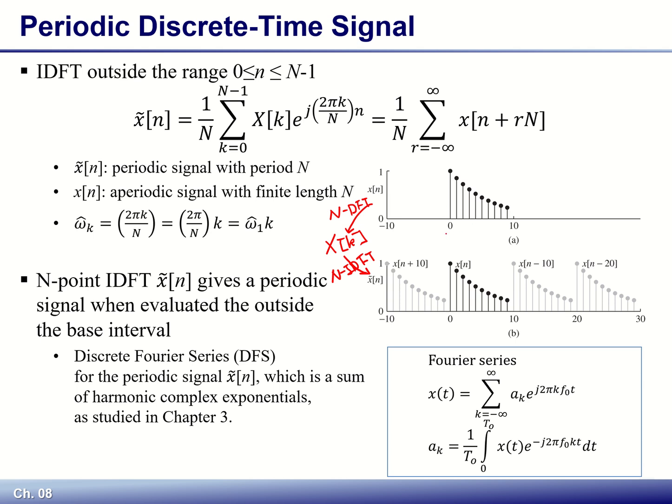When we consider only the baseband interval from 0 to N minus 1, it will be exactly identical. But outside of the interval, it will be duplicated. So we can express this term as x[n plus rN], in duplication and periodic.